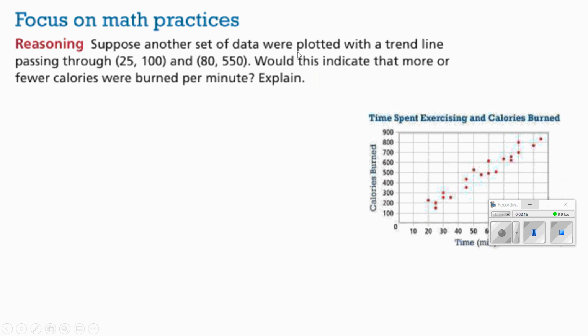Suppose another set of data were plotted with the trend line passing through 25, 100, and 80 and 550. Would this indicate that more or fewer calories were burned per minute? They want us to explain.